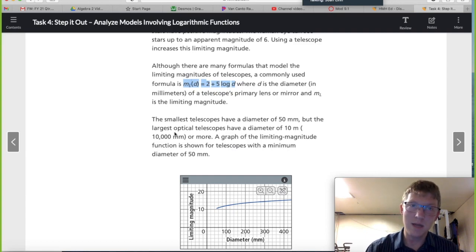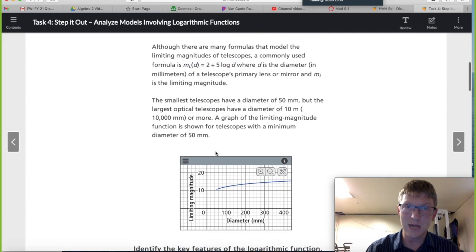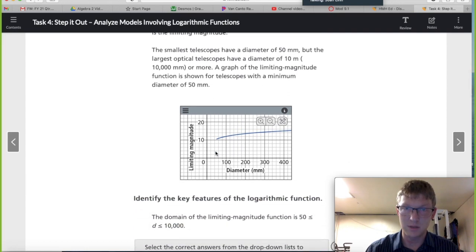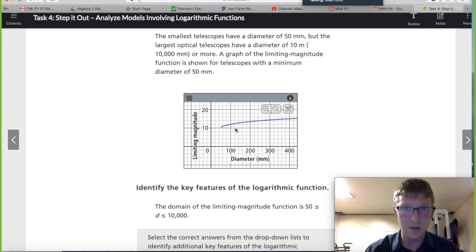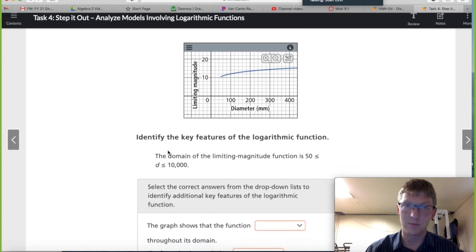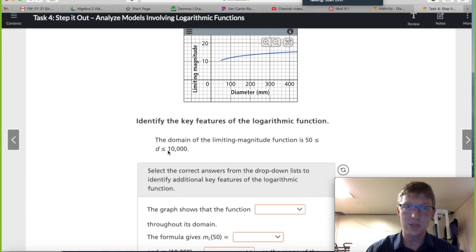A graph of the limiting magnitude function is shown for telescopes with a minimum diameter of 50 millimeters. So if we zoom in on this graph, this is supposed to be 50 millimeters right here, and this is your apparent magnitude. So as you see, the bigger diameter of lens you get, the greater apparent magnitude that you can see, which makes sense, but there's a limiting factor here, so it's not just a linear factor, which is why we have these logs. So identify the key features of the logarithmic function.